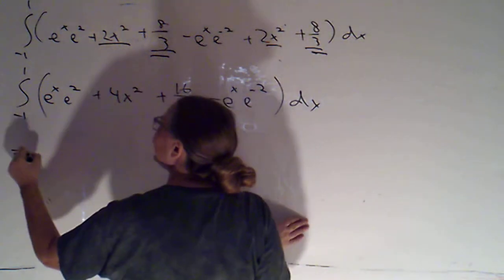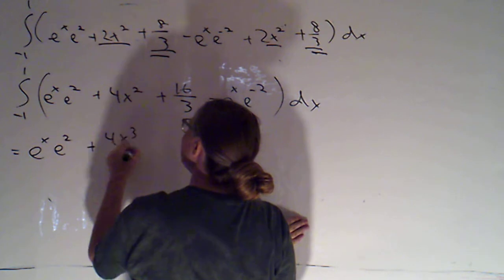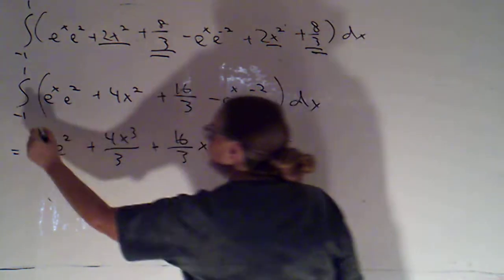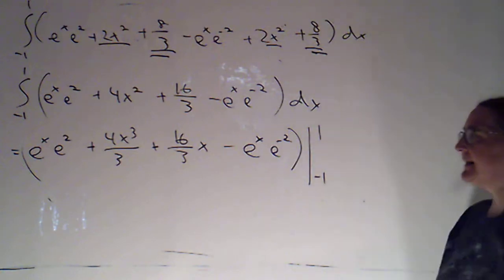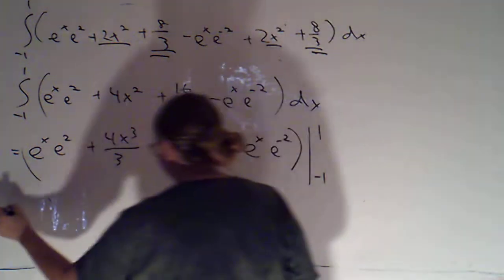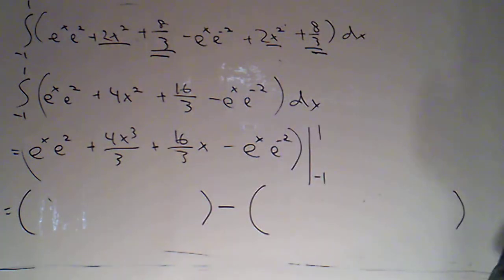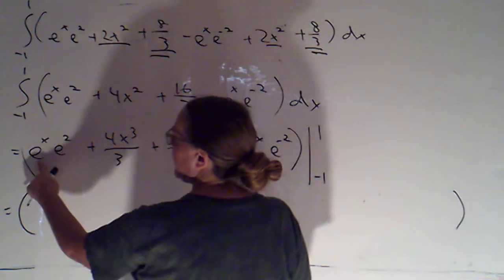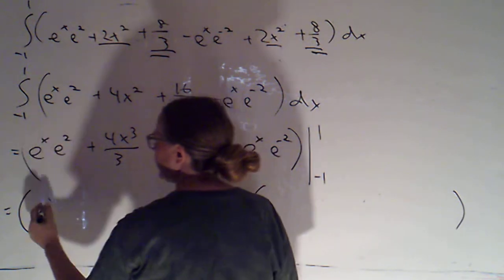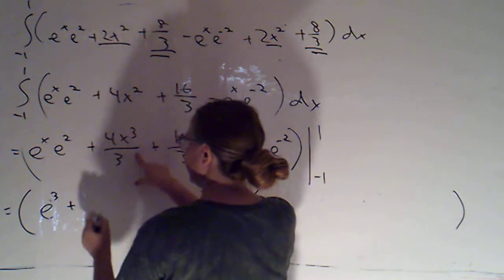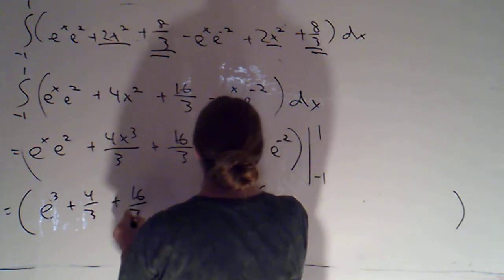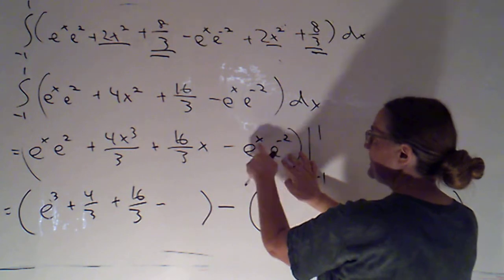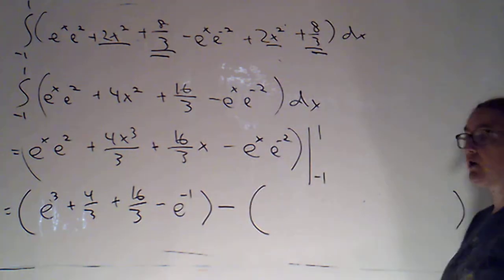Okay, so that's going to give me e^x times e squared plus 4x cubed over 3 plus 16 thirds x minus e^x e^(-2). And all of that's evaluated between 1 and negative 1. So we're going to get what we get at 1 minus what we get at negative 1. I like to have those parentheses there so that I don't forget them. When I plug in 1, I'm going to get e to the first times e squared. That's just going to be e cubed. Plus, this will become 4 thirds plus 16 thirds minus, this is going to be e to the first times e^(-2). That's going to be e^(-1), or if you prefer, 1 over e.